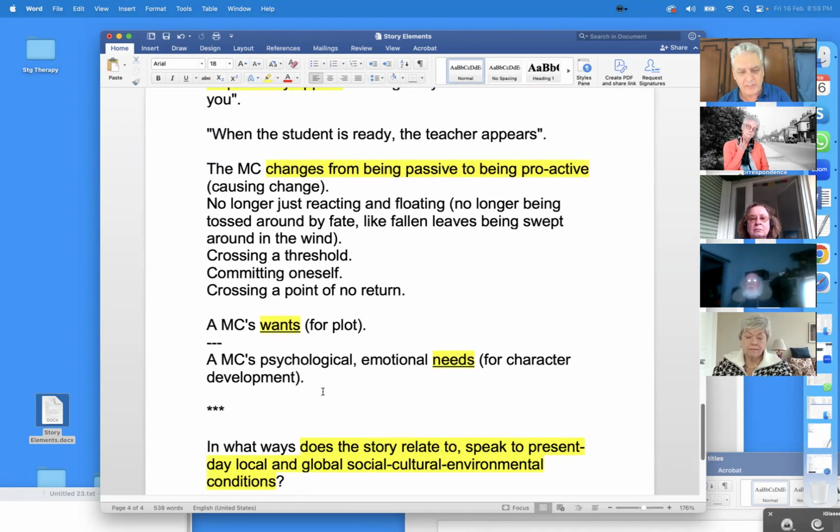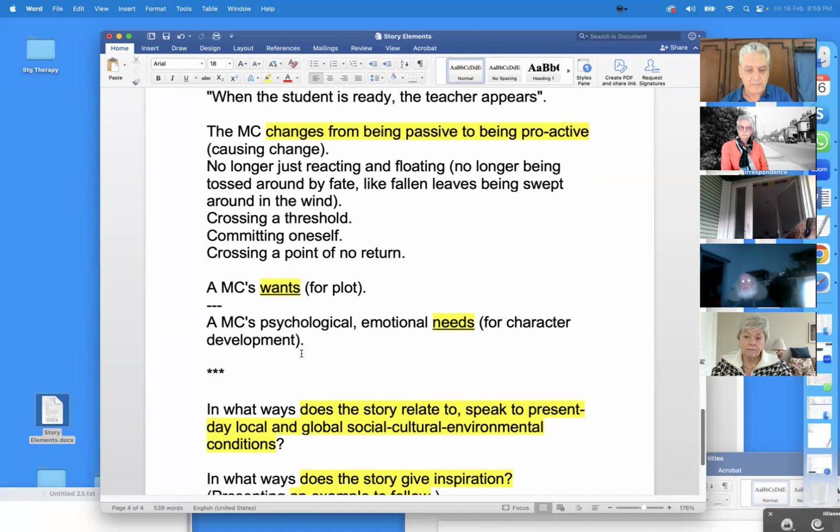Some people talk about the distinction between the wants and needs of characters. A want is something a character wants, and that involves the plot. They want something and they're going to get it or not. A need has to do with their internal development, their maturity. And I feel that maturity is the biggest story in a story.